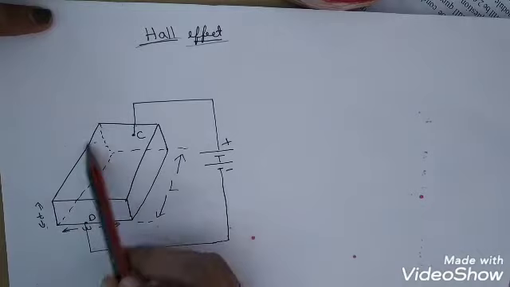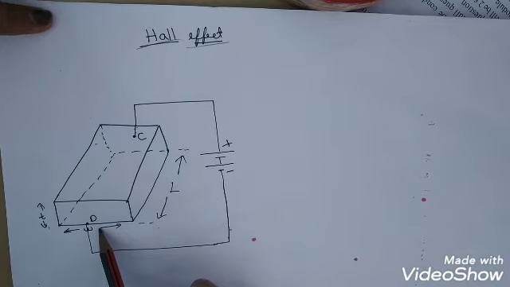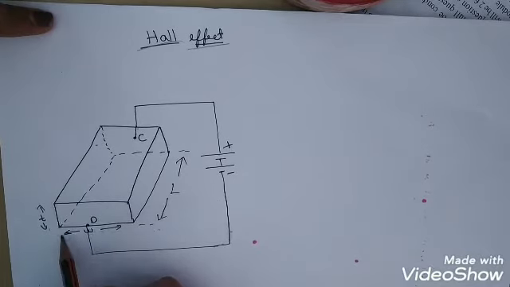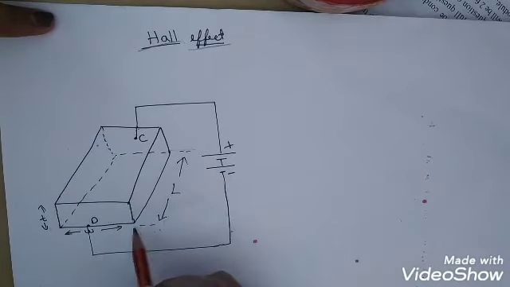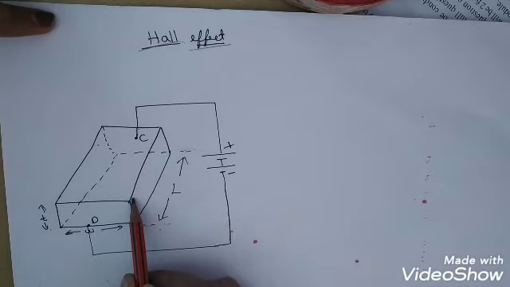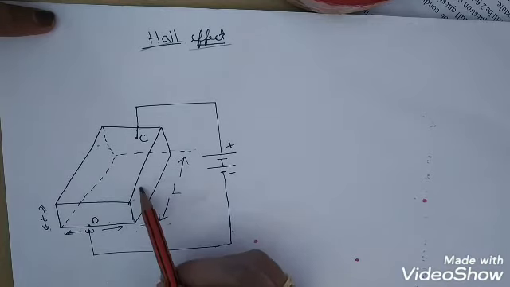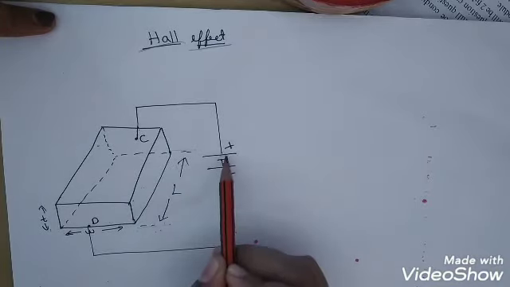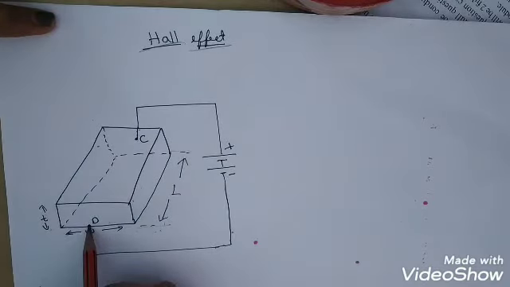So here we consider a semiconductor material. Consider this as a semiconductor material, for which T is the thickness, W is the width, and L is the length of the semiconductor material. We apply an electric field to this semiconductor material with the help of this voltage source. So the semiconductor material is under the influence of an electric field, that is, the positive terminal is connected to the C end and the negative terminal is connected to the D end.